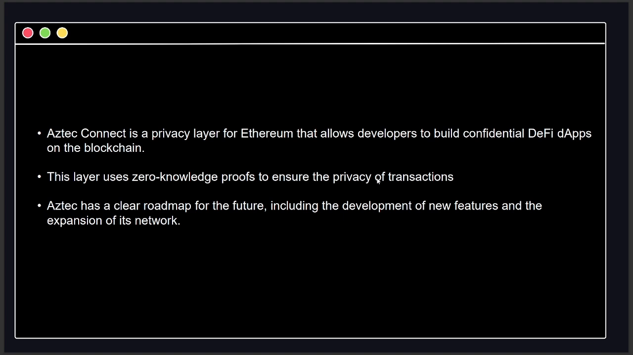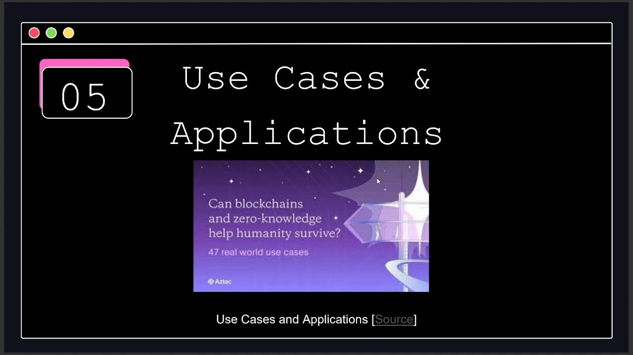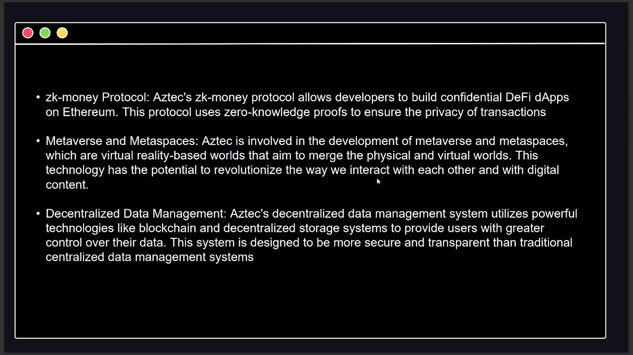Aztec Connect is a privacy layer for Ethereum that allows developers to build confidential DeFi dApps on the blockchain. This layer uses zero-knowledge proofs to ensure the privacy of transactions. Aztec has a clear roadmap for the future, including the development of new features and the expansion of its network. Now, moving on to the use cases and applications for Aztec, right? We have a private roll-up technology and a bunch of other features. So let's see where they can be utilized and how we can effectively implement Web3 projects in this ecosystem.